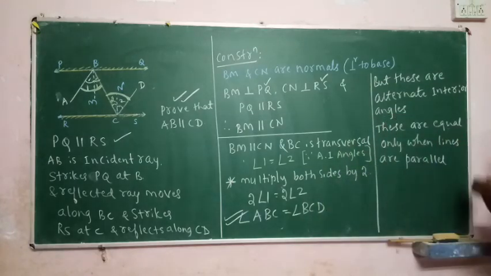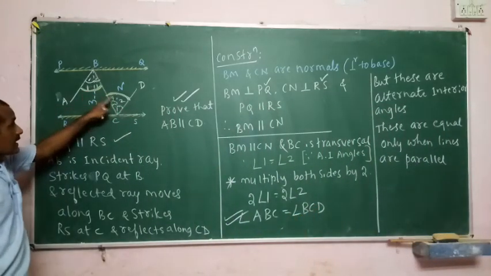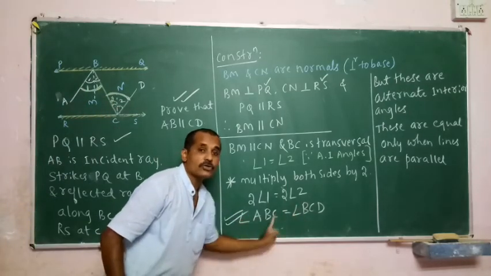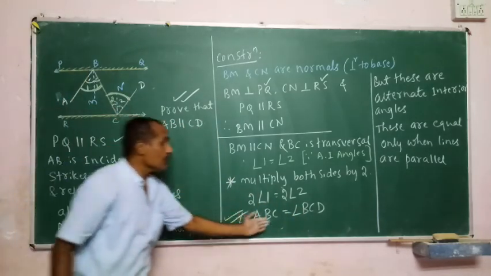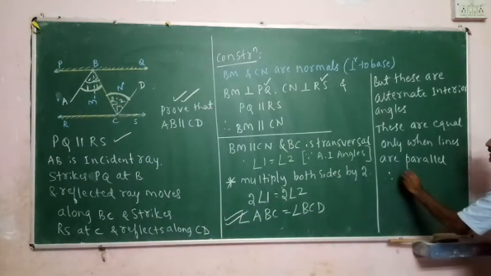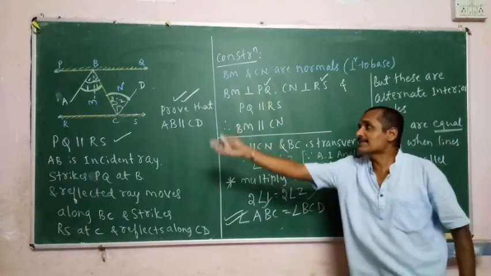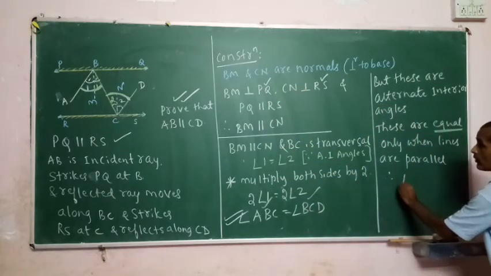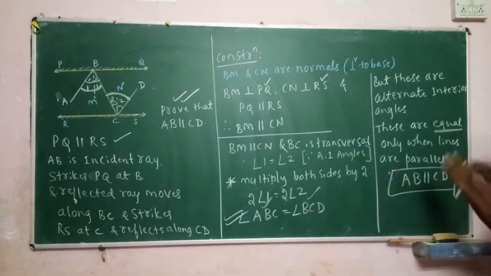They are equal. What are equal? The alternate interior angles are equal only when the lines are parallel. Who told they are equal? We have proved here they are equal to each other. They are equal only when the lines are parallel. Already we know they are equal. So the lines must be parallel to each other. Therefore, see, these are equal. When will they be equal? Only when the lines are parallel. Since we know that they are equal, I can say lines must be parallel. Therefore, AB is parallel to CD. That is the end of the problem.